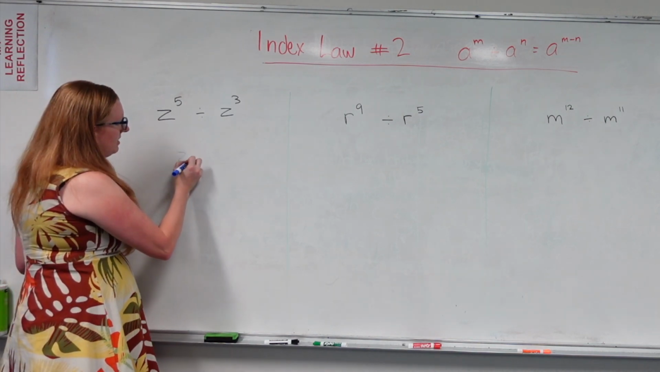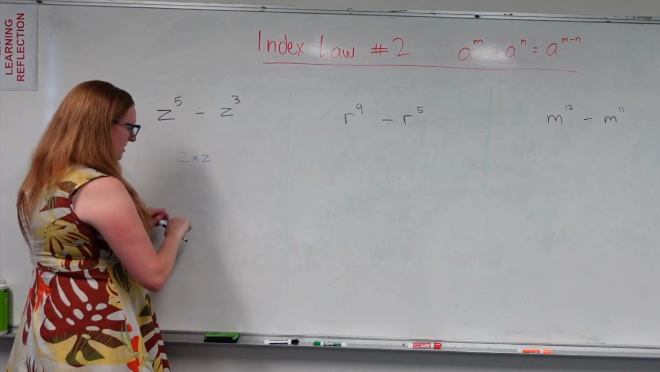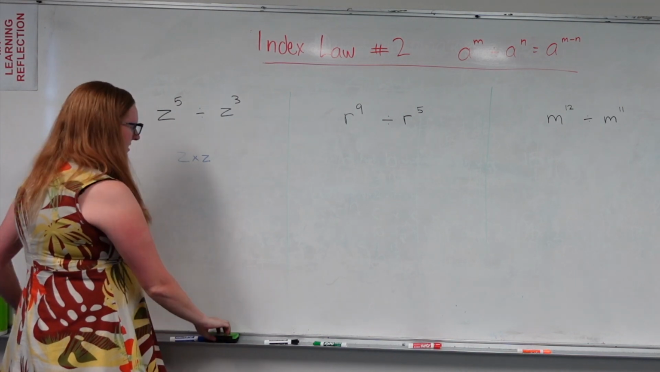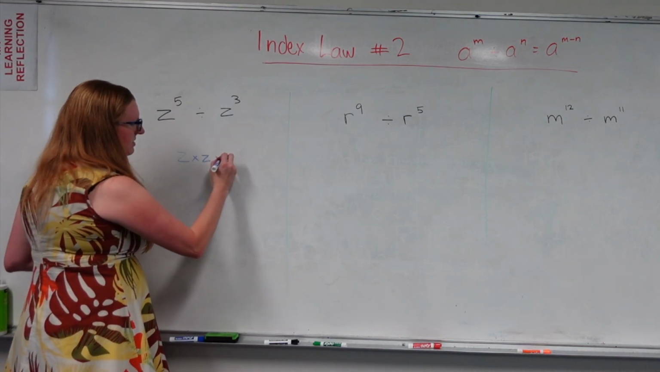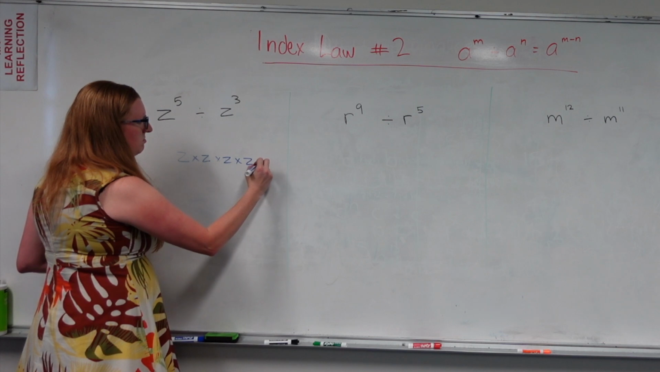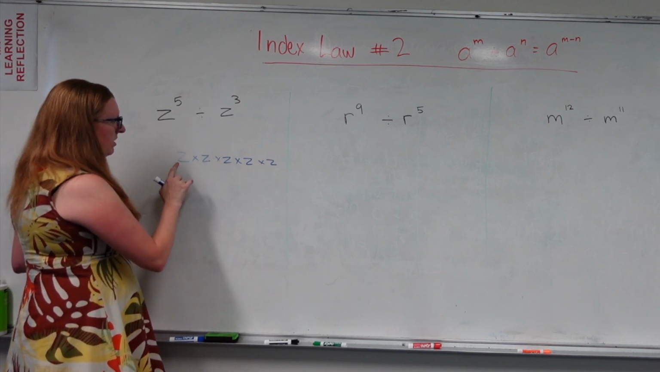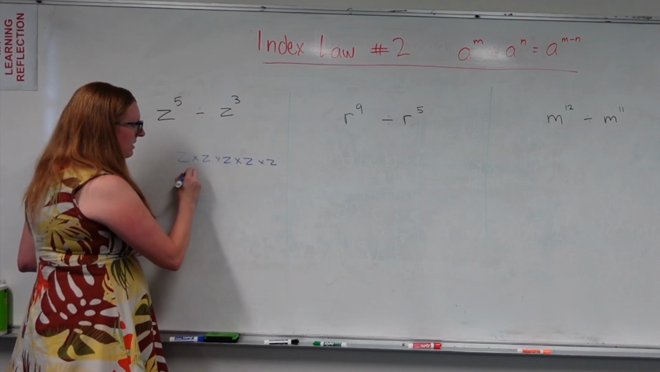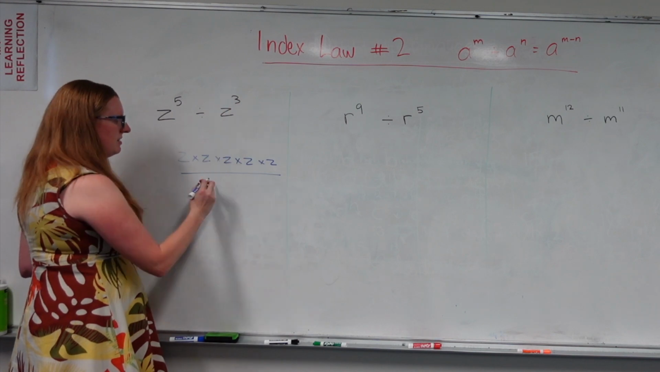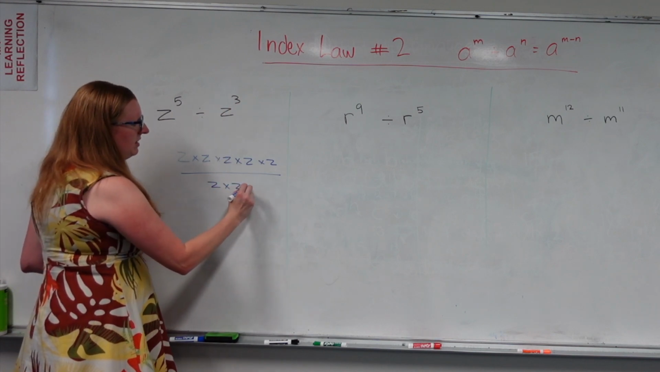So that's z times z times z times z times z. There we go, that looks much better. 1, 2, 3, 4, 5, and it's being divided by 3 z's. So z times z times z.